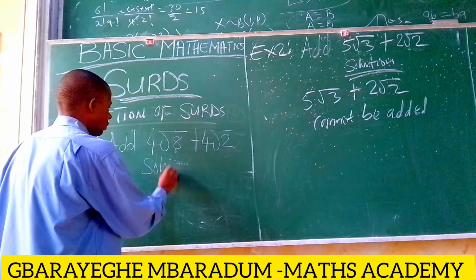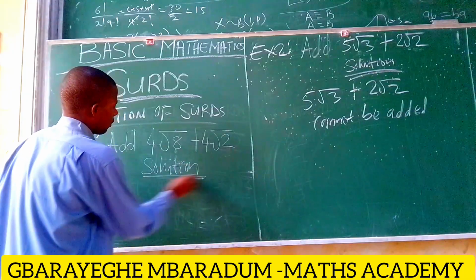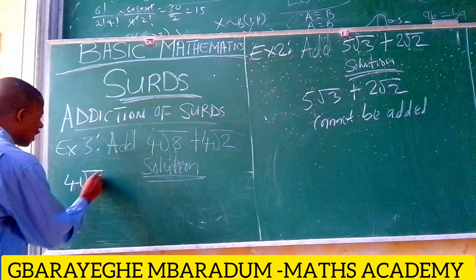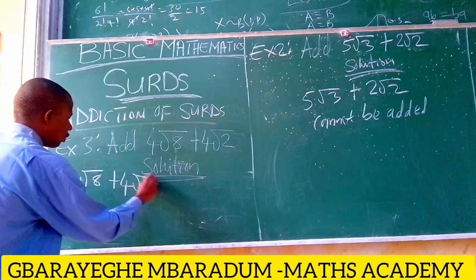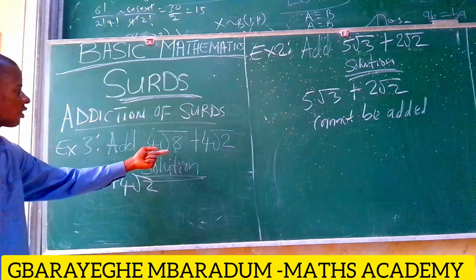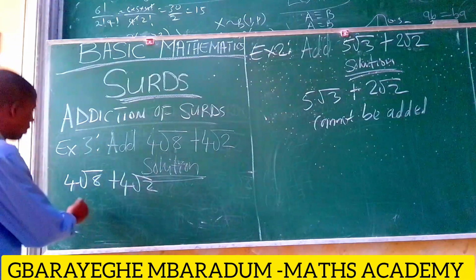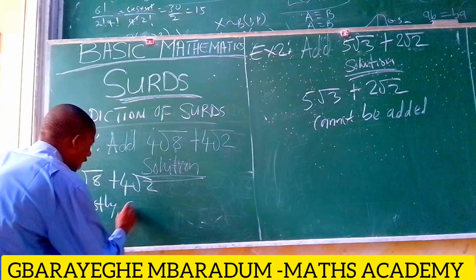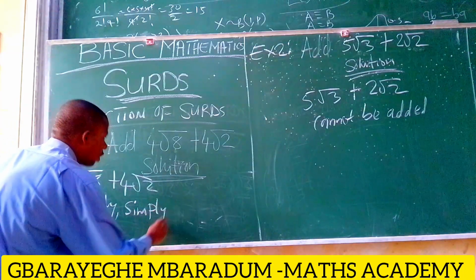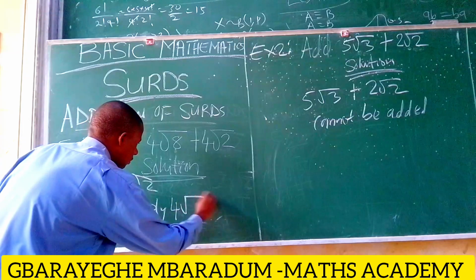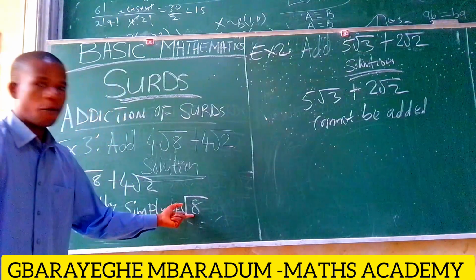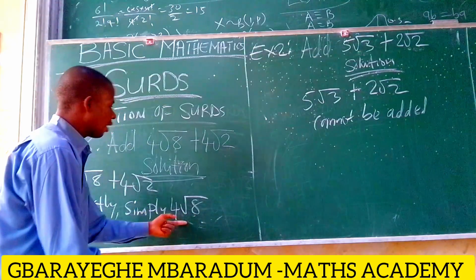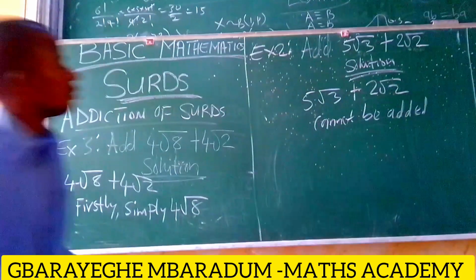Solution. We have 4 root 8, right? Plus 4 root 2. Now, firstly, we are going to simplify this first one. Simplify 4 root 8. To simplify 4 root 8, you know that this root 8 can simplify further, right? And root 8, let me wipe this side, sorry.